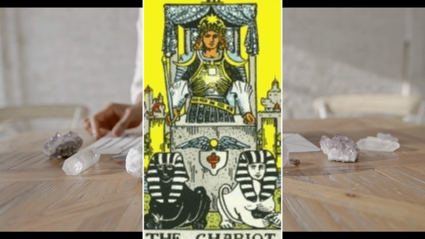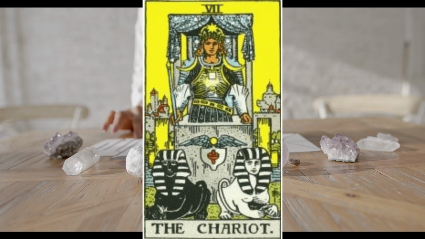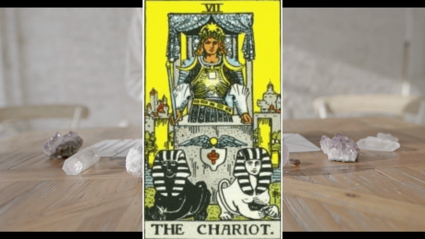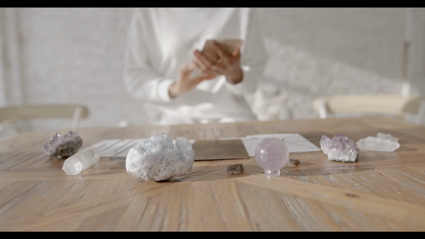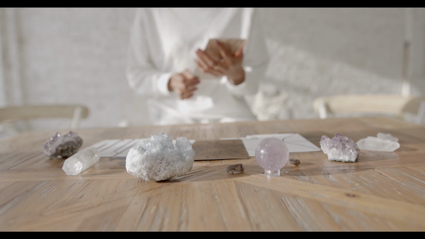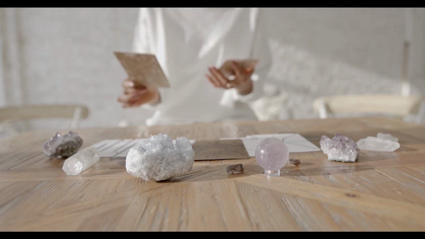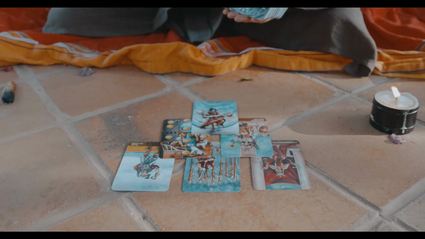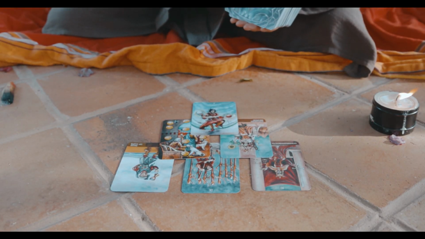When the upright Chariot Tarot card shows up in a tarot reading, it tells you that now is the time to get what you want. Consider this card as a sign of encouragement. The Chariot Tarot card is all about overcoming obstacles and achieving your goal through determination, focus, and willpower. You will feel motivated, ambitious, and in control.